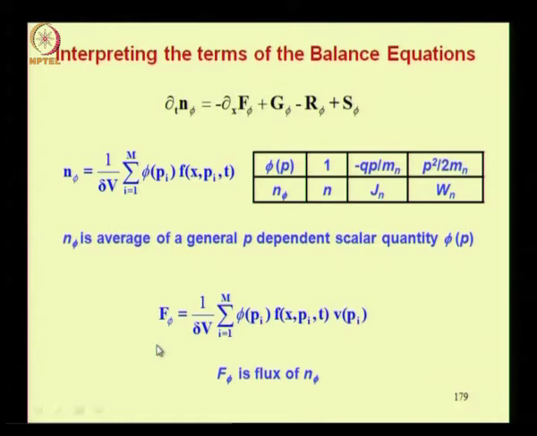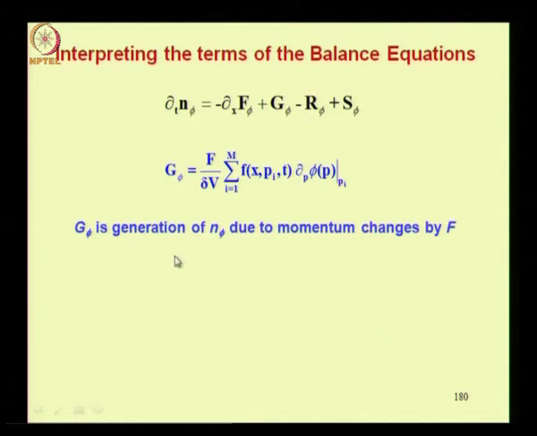Now f phi is a flux of n phi, because you have the velocity term here and this quantity here is the same quantity that enters in the n phi expression. G phi is generation of n phi due to momentum changes by F. So the applied force changes the momentum between collisions, it increases the momentum, that is why it is a generation term.